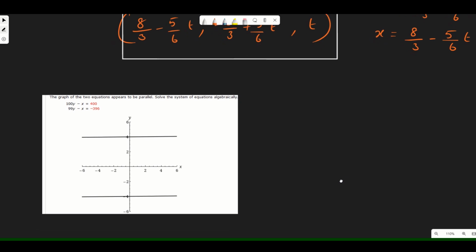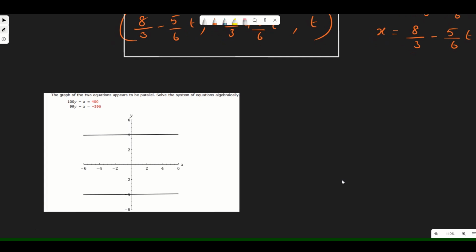What about this one? The question says, graph the two equations. When you see a small window, it looks like they are parallel. But when I see these equations, 100y minus x equal to 400, and when I write y in the form y equals mx plus c, you will definitely have two different slopes. The slopes of the two equations are not equal, in which case the two lines are not parallel.